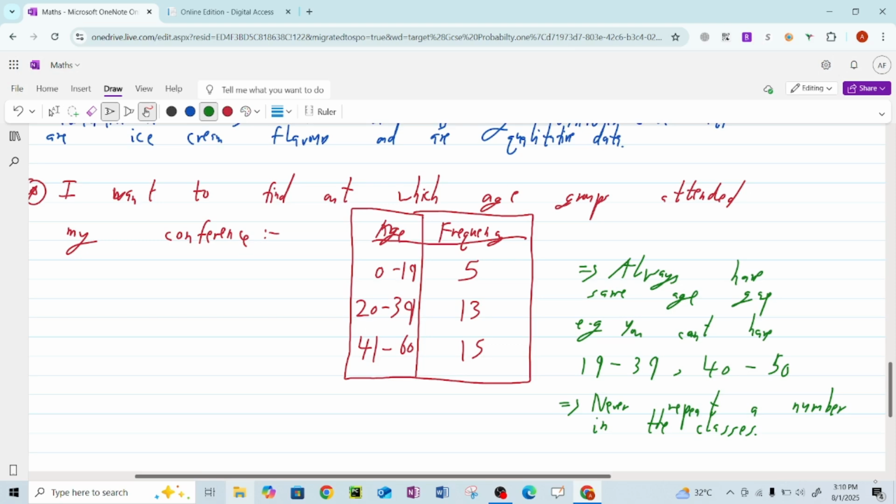And same thing, I missed one thing here. This would be 40 to 59. You're going to take the next number. You're not going to skip a number over here. You're not going to say, okay, I have 39, I'm not going to take 40. No, you're going to take the 40 as well. I just made a mistake over here.